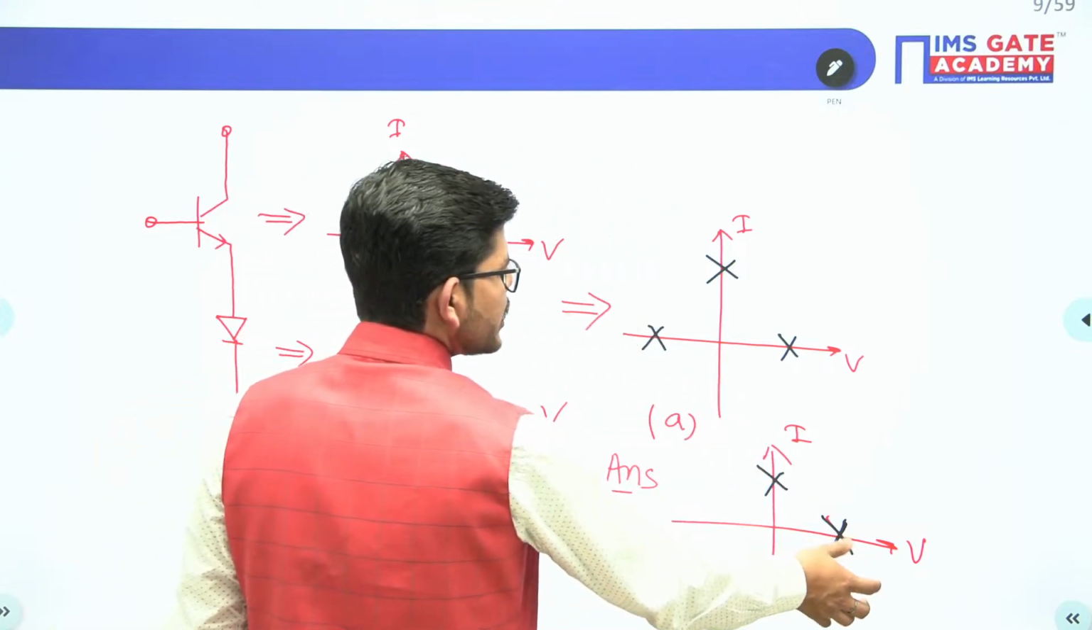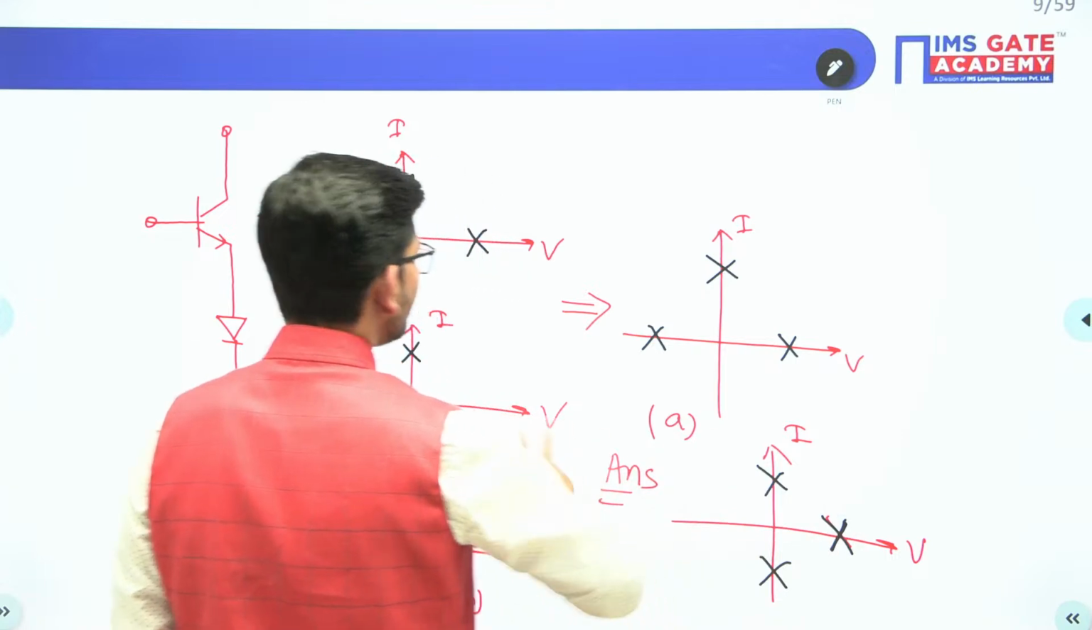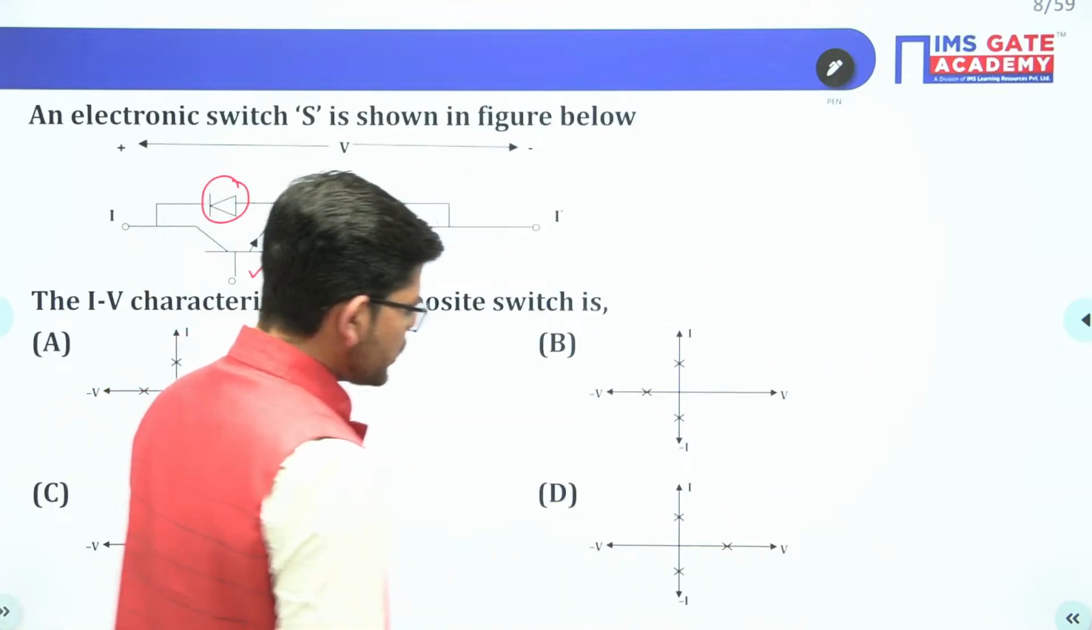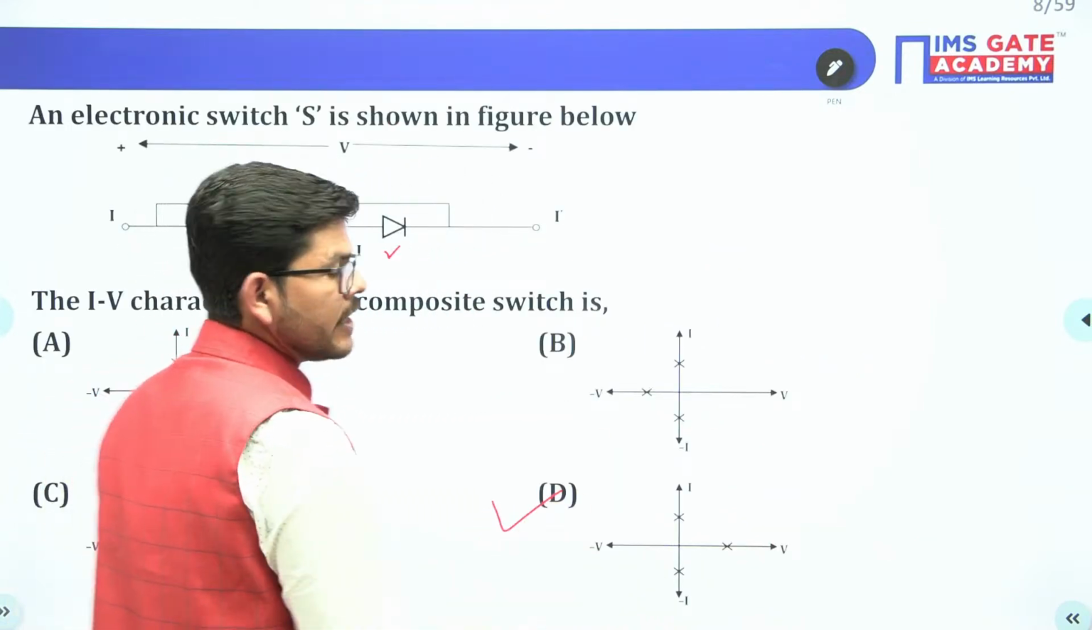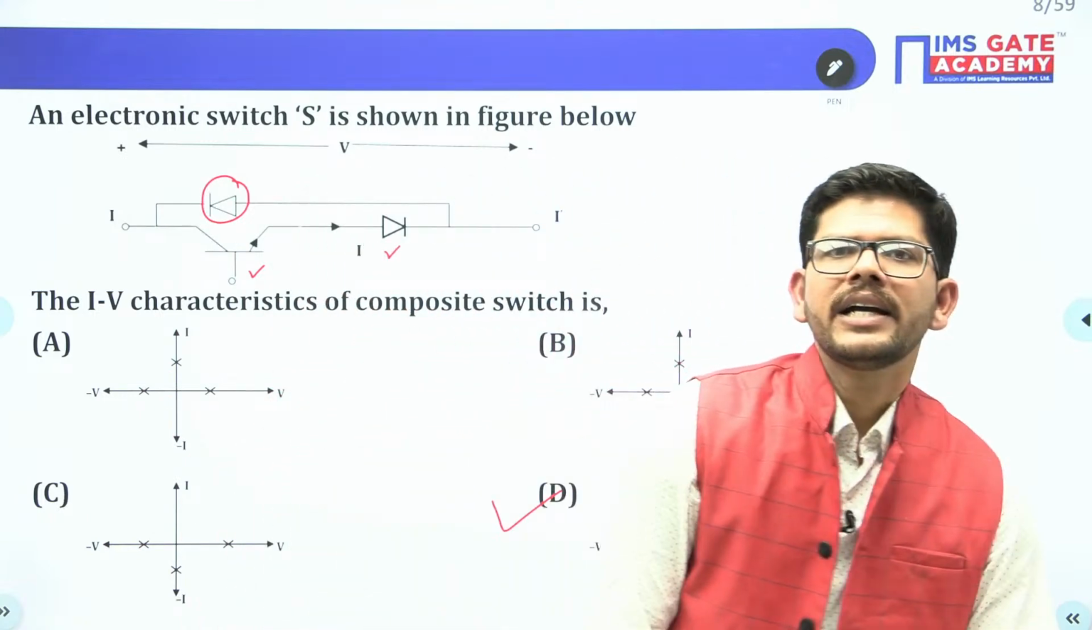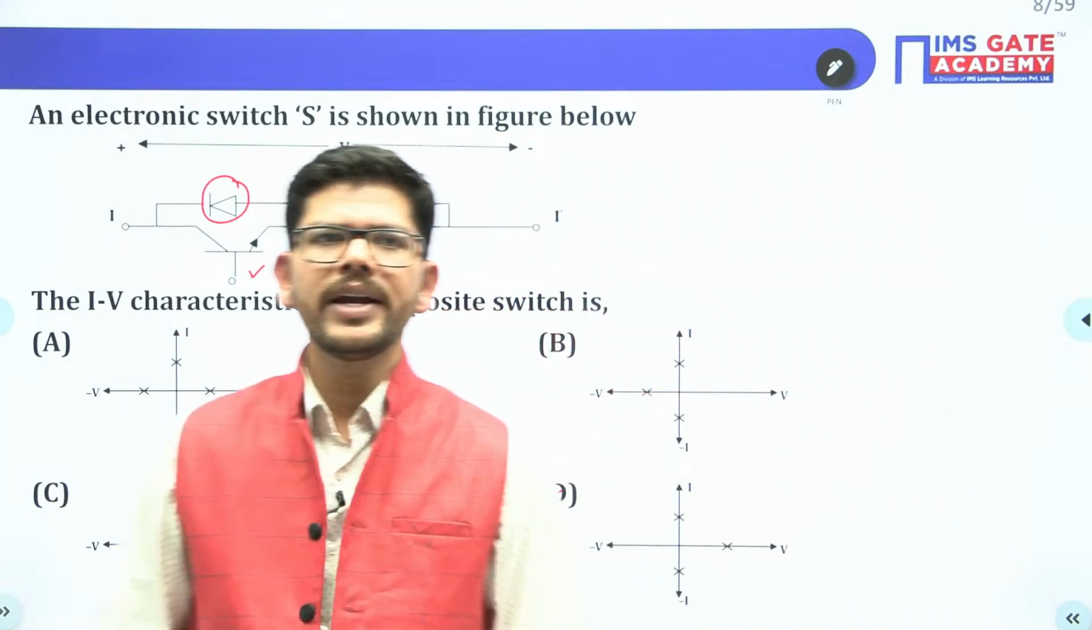Bidirectional and unipolar. Now see which of the options are having the same answer. Option D. So Naru has answered it correctly. Well done, Naru. Very well done.